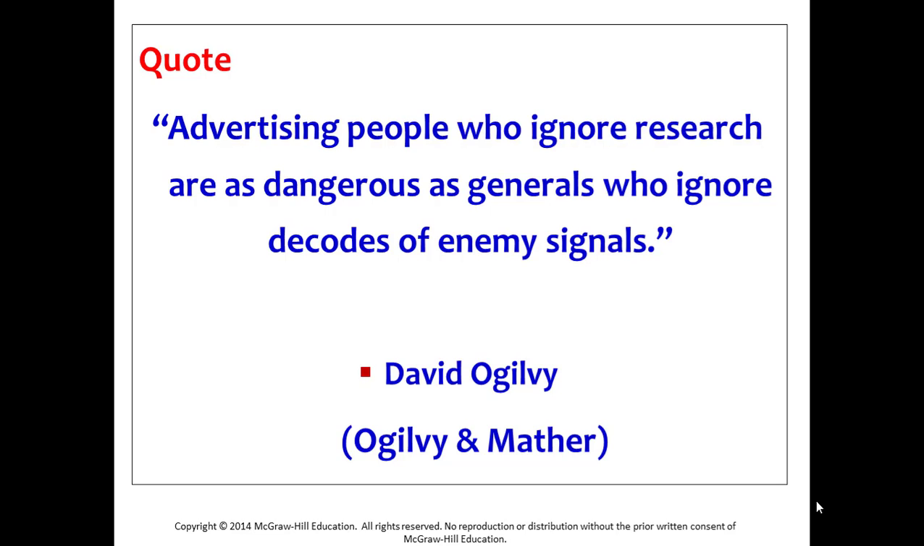Before I start my presentation, let me discuss this quote, which means the entire direction of this chapter, or it becomes the rationale of this chapter. David Ogilvy says, advertising people who ignore research are as dangerous as generals who ignore the codes of enemy signals. This quote indicates advertising people need to undertake research in order to understand whether their advertisement or their promotion program is effective or not.